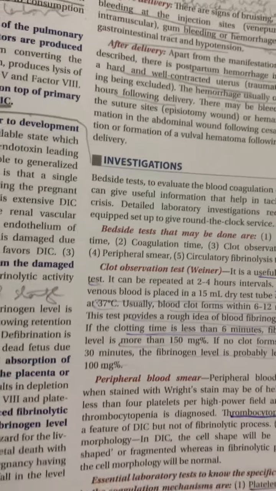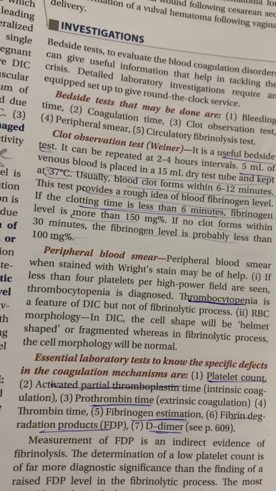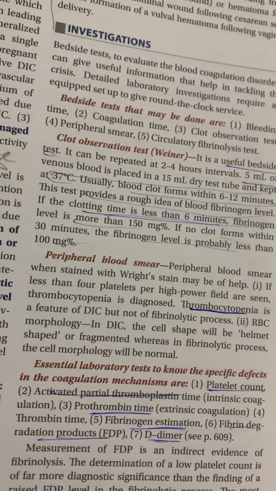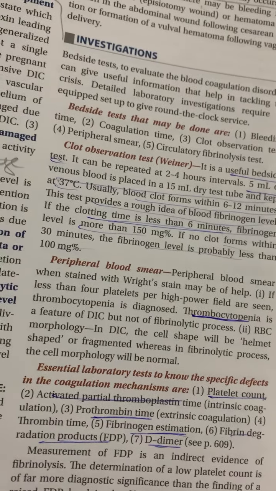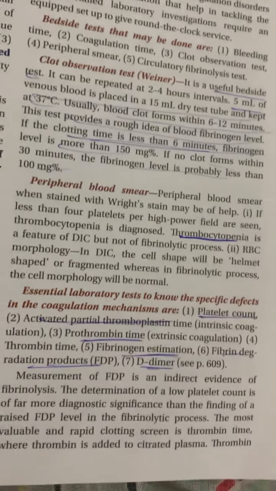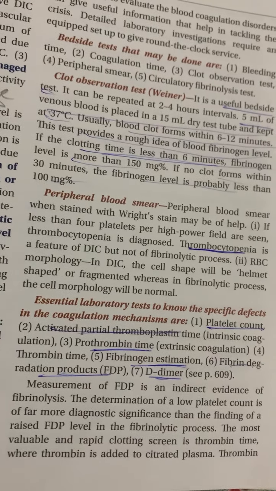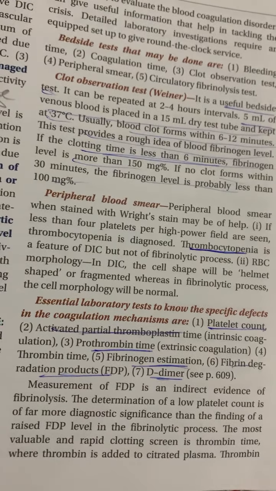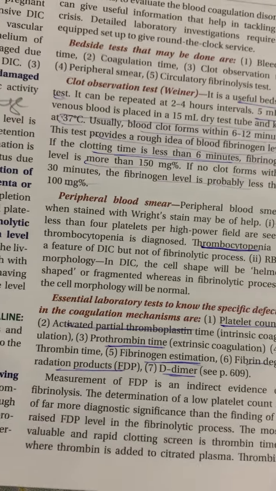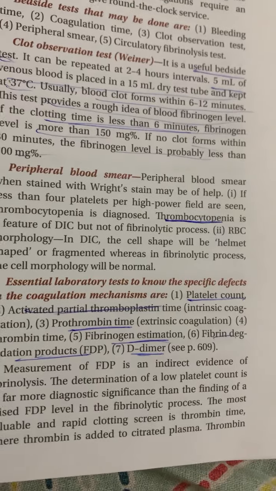So in investigation, what do we check? We go for a peripheral smear. In the peripheral smear, we see thrombocytopenia. Then we go and check the fibrinogen level, activated partial thromboplastin time, prothrombin time, and then fibrin degradation products and D-dimer. This D-dimer is a very specific test because it will tell us about the clotting.